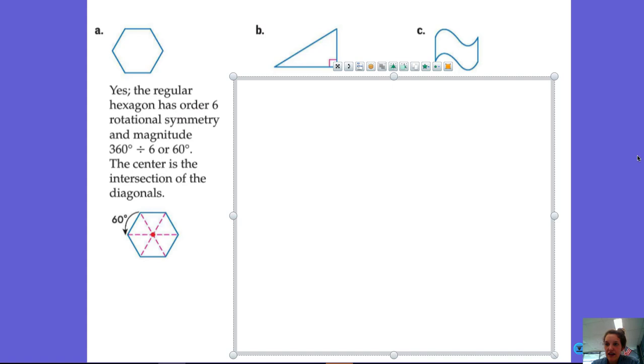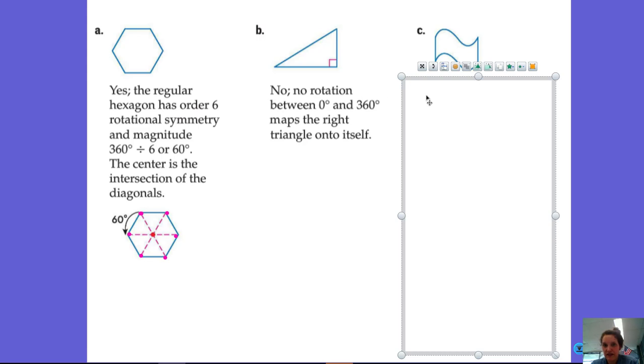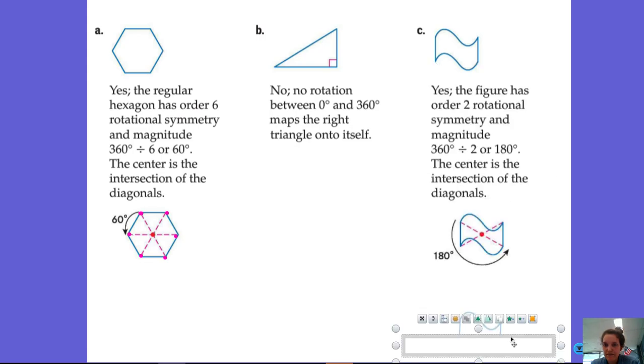So if I take this point and I rotate it 60 degrees, that'll go here, then 60 degrees here, all the way around. So it takes 1, 2, 3, 4, 5, 6 turns to get back to where it started. This right triangle does not have rotational symmetry, because if I spin it around, it's not going to ever map onto itself. This little banner-looking shape surprisingly does have rotational symmetry.